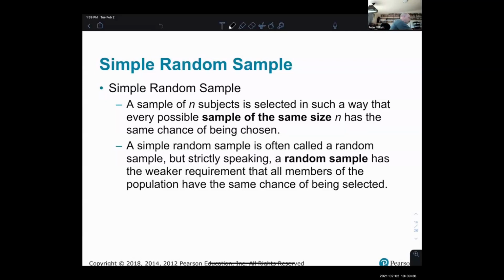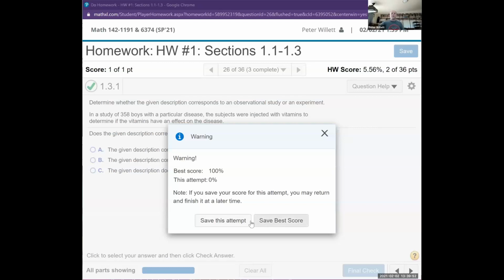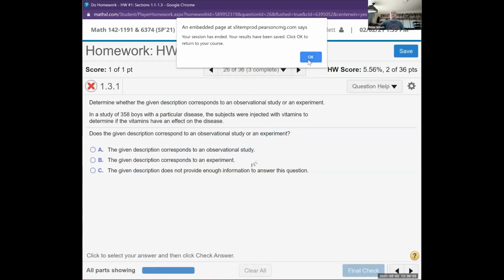So let me stop this share. And then let me see if I can share over here with a homework problem. All right, are you guys able to see this? Okay. Oh, I'm worried it's going to close the window. Let's see here. Yeah, it killed off the window. All right, let me see if I can grab that real quick and try that again.